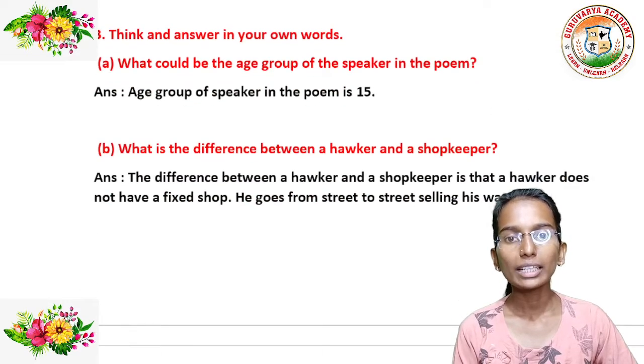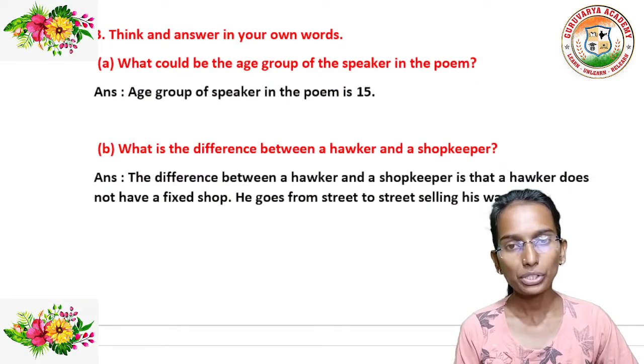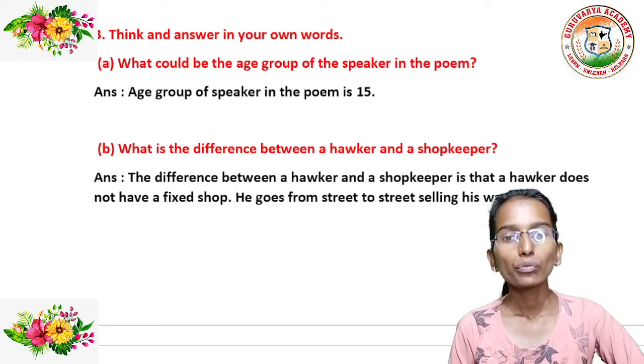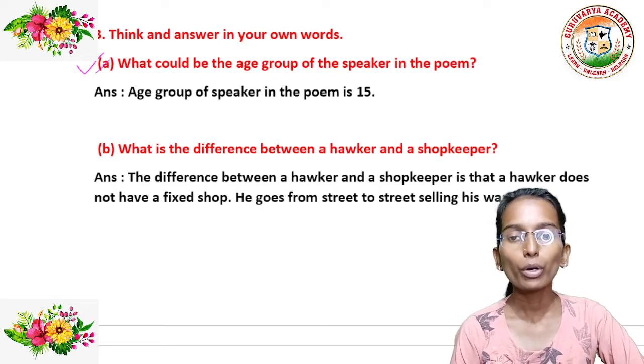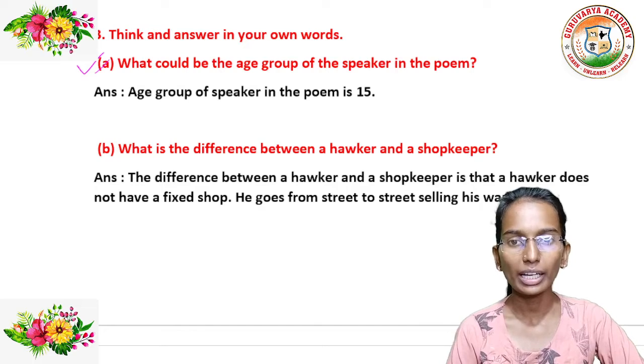Question 3. Think and answer in your own words. सोचिए और आपके खुद के शब्दों में जवाब दीजिए. First, what could be the age group of the speaker in the poem? पोयम में बात करने वाला जो स्पीकर है उसका एज ग्रुप कितना हो? Age group of speaker in the poem is 15.